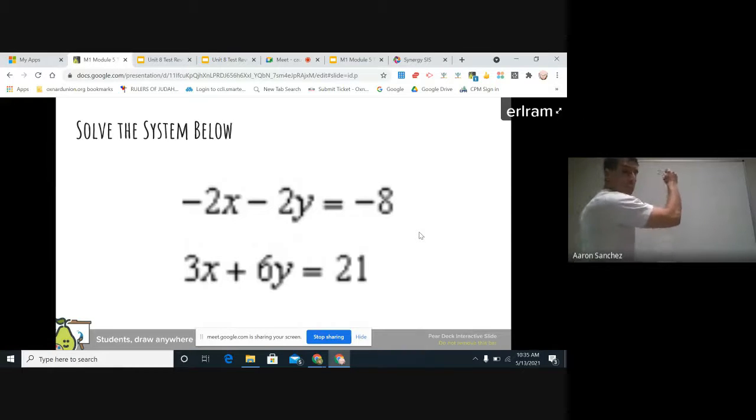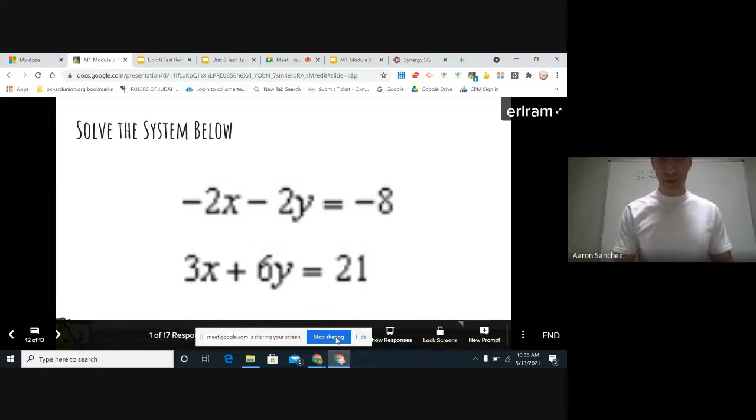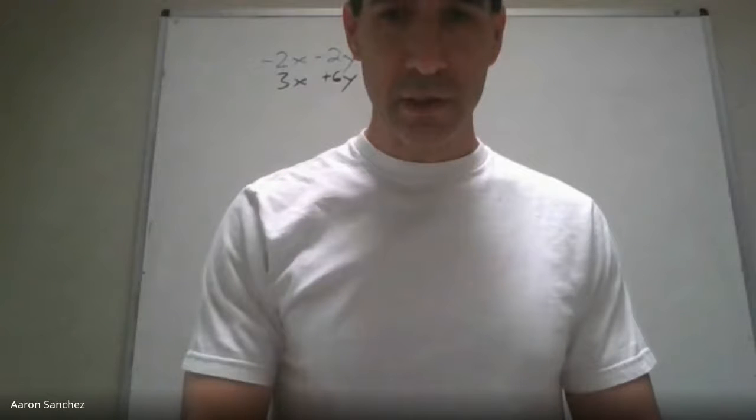-2x. Let me write over here so I have more room. -2x minus 2y equals -8. And then 3x plus 6y equals 21. Okay, so what process am I going to use to solve this here? Elimination? Yes, very good. Elimination.